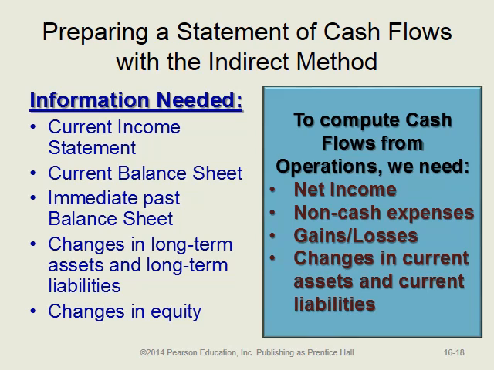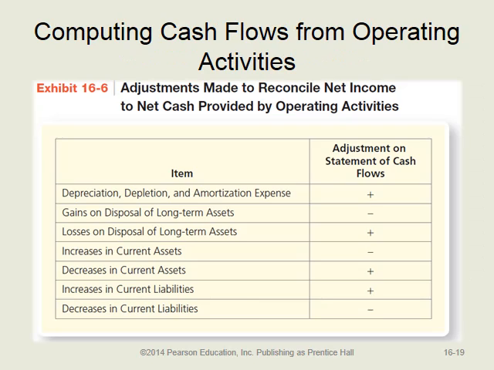Now, the actual computation of cash flows from operating activities is generated using the following equation. Net income plus non-cash expenses plus accounting losses minus accounting gains plus or minus changes in current assets and current liabilities. Now here you see in Exhibit 16.6 how changes in different items impact the cash flows from operating activities.